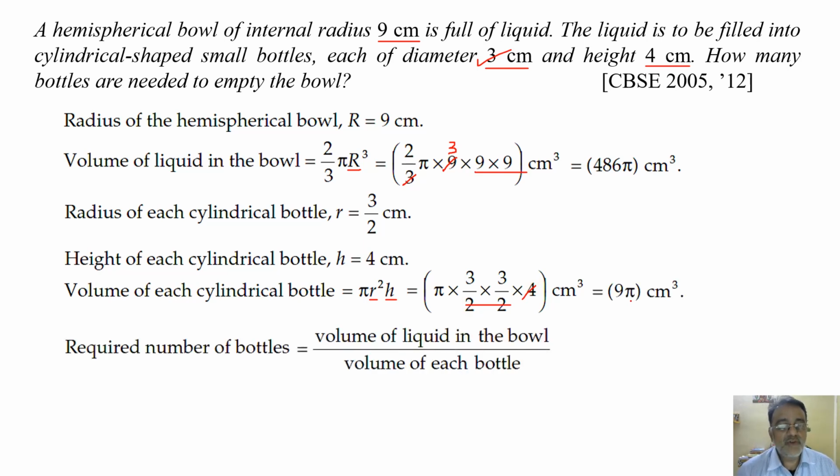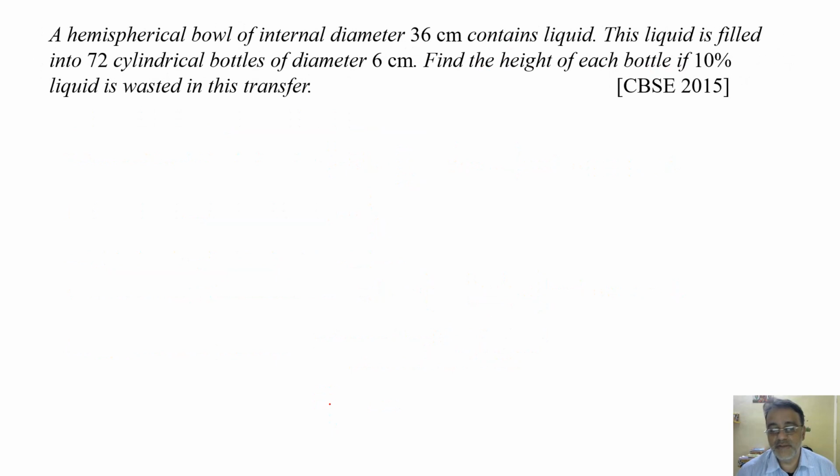Right. So required number of bottles is equals to volume of liquid in the bowl divided by volume of each bottle. That is 486 pi upon 9 pi. So pi cancel, and we are getting 54. Right. So 54 is the final answer. Any doubt in this question? No, sir. Okay. Now the next question, 2015.